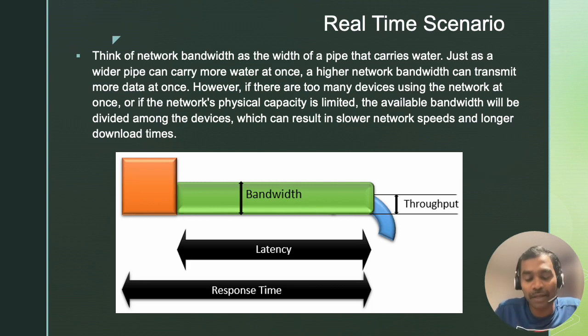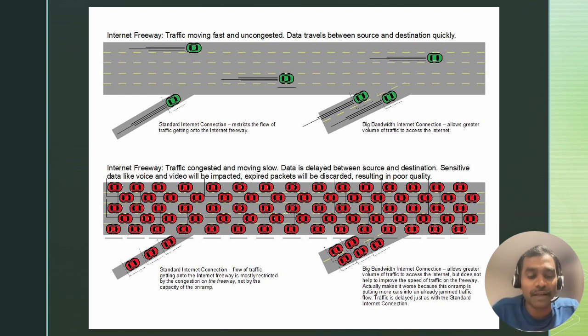Let's talk about another example. This is a perfect example. We have a 6-lane freeway. If cars are few, we can reach the destination very fast. But if there are more cars or heavy traffic, even though we have high bandwidth, with 6 lanes accommodating 6 cars at a time, if we have more cars, the time it takes to reach the destination is more. So we should understand these terminologies in this way so that we can easily choose the right product.